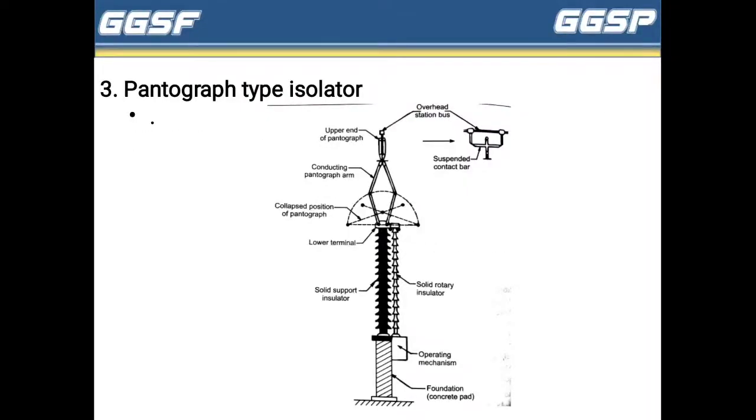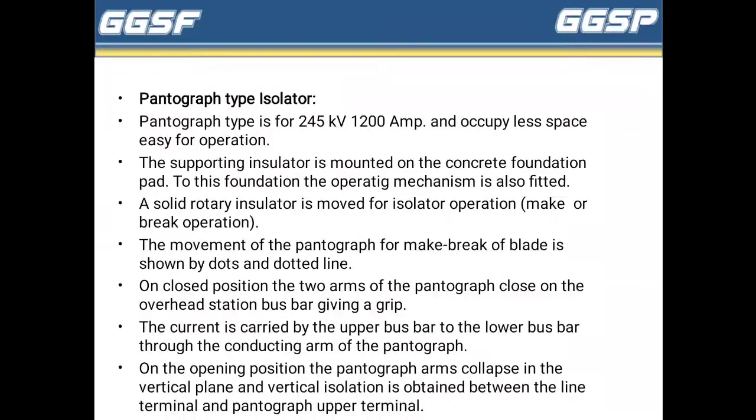Pantograph type isolator. Pantograph type isolator is for 245 kilovolts, 1200 amperes, occupies less space, and is easy for operation. The supporting insulator is mounted on the concrete foundation pad. To this foundation, the operating mechanism is also fitted. A solid rotary insulator is moved for isolator operation.